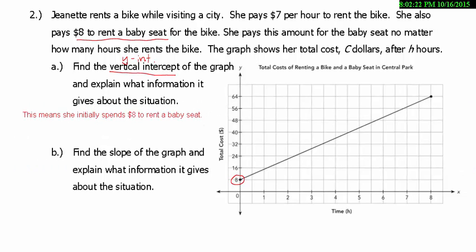So looking at question B, it says find the slope of the graph and explain what information it gives about the situation. And so again, because we have a graph in front of us and not just ordered pairs, we can just simply find the rise and the run. In order to do that, we should use exact ordered pairs. Looks like the first and last point would work. And so let's go with a triangle method and find the rise.